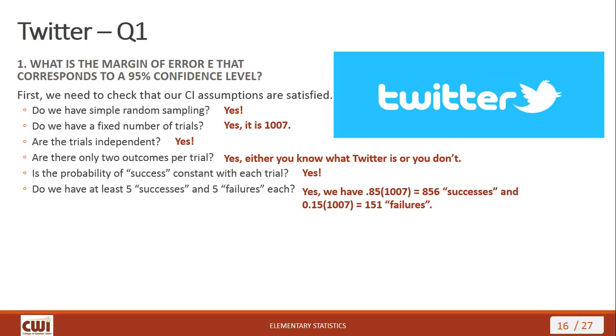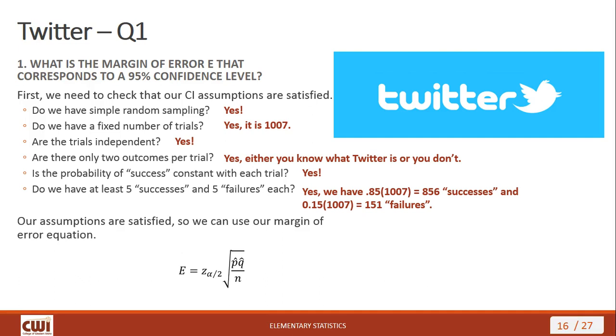We can go ahead and use our methodology, which is to use the margin of error equation that we looked at earlier. So here's the equation. We plug in what we know: a 95% confidence level corresponds with a critical value of 1.96. We put in a value for p hat, our proportion of success, that's 85%. The complement of that is 15%. Sample size 1,007. Punch that out on your calculator, and you should get 0.0221. This then is our margin of error.